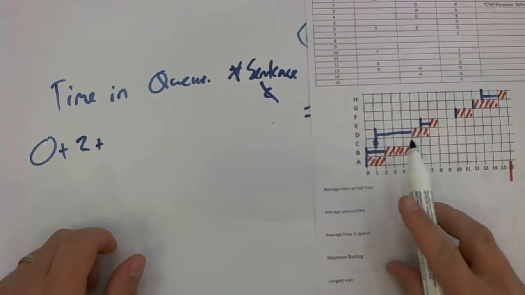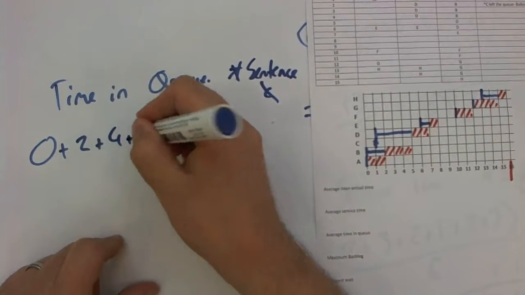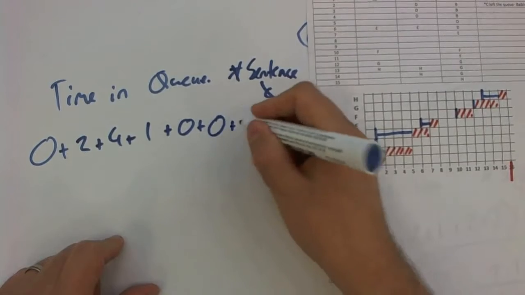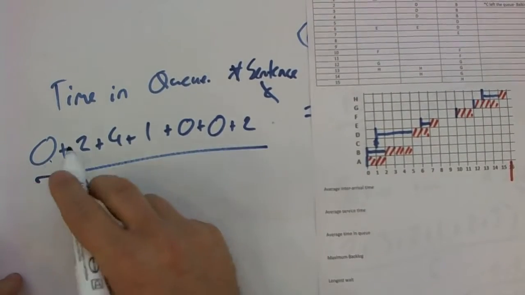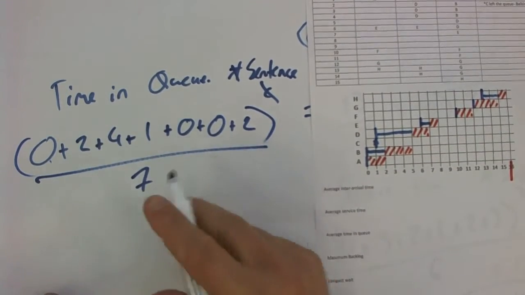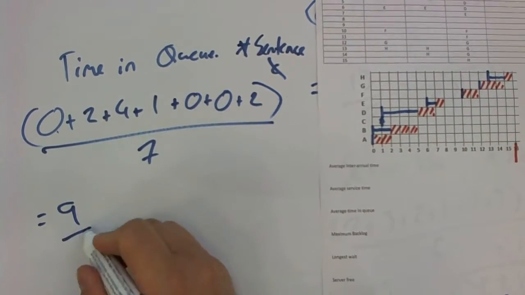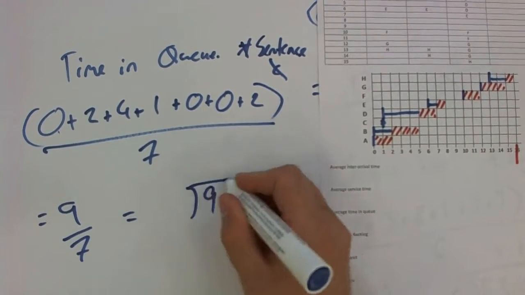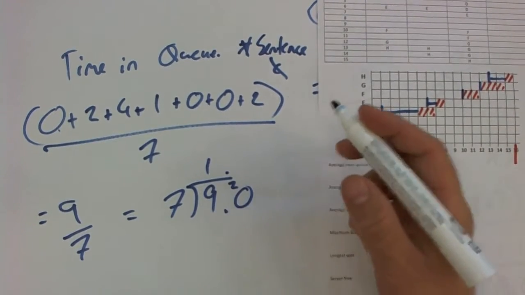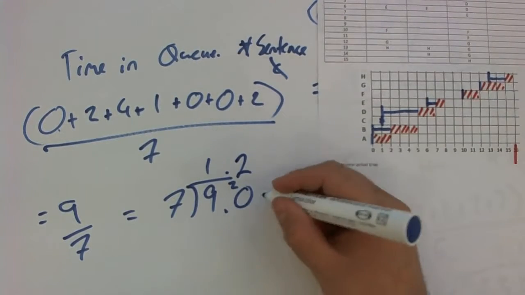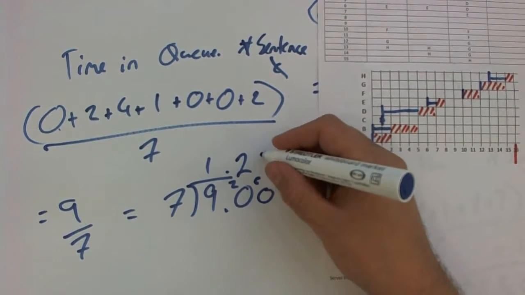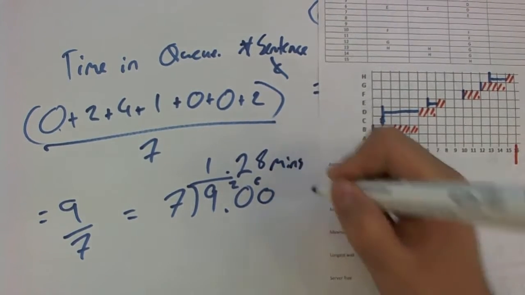Okay. We've got 1, 2, 3, 4 here. 1 there. 0 minutes here for this person. 0 again. And 2 minutes for H. Okay. 1, 2, 3, 4, 5, 6, 7. Okay, let's do that. 4, 5, 6, 7, 8, 9. It's going to be 9, 7. Okay, 9 divided by 7 is going to be 1 point. Okay, so it's going to be 2 with a few remainder, 6. Okay, so it's going to be 8, so 1.28 minutes.